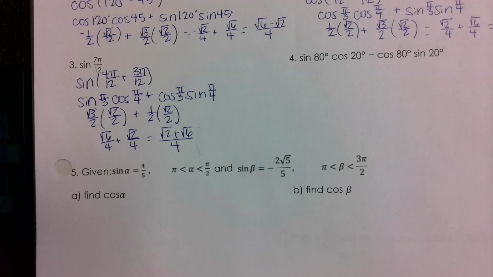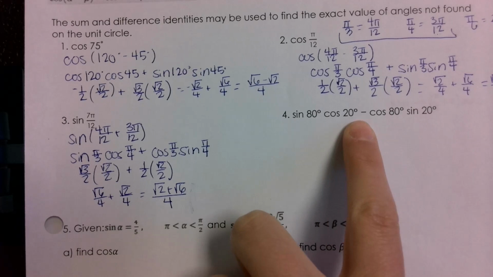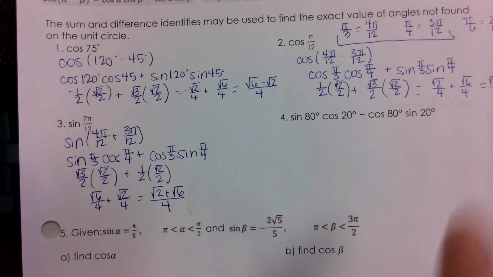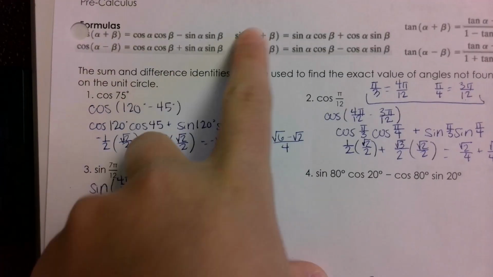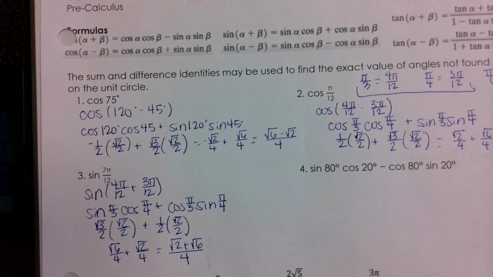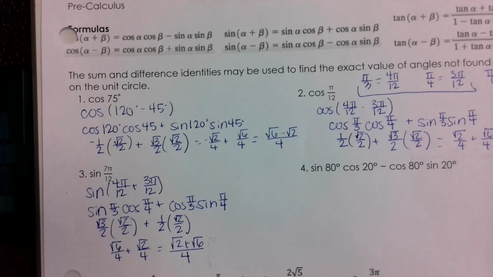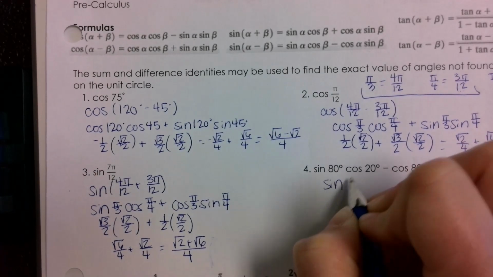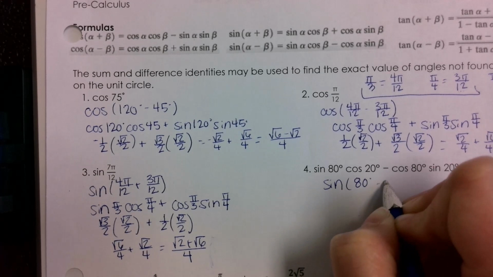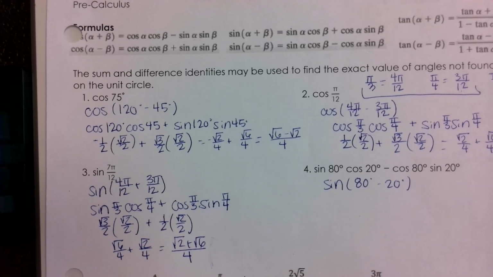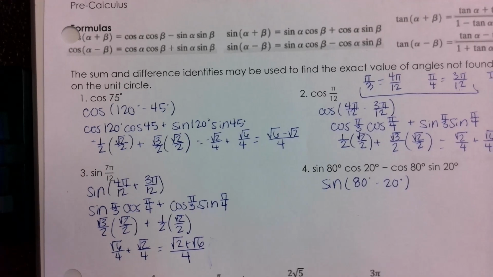Alrighty. So for number 4, they've already applied the rule, so we've got to figure out where they started. If they did sine of an angle, cosine of an angle, minus cosine of an angle, sine of an angle, what does that look like? Look at your rules up here. It looks like sine of A minus B, right? So that means they did sine of 80 minus 20. Do you agree? And what is 80 minus 20? So that's really just sine of 60.